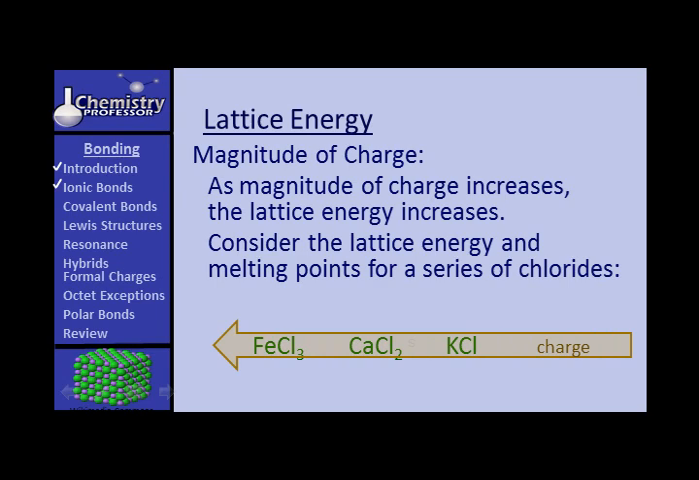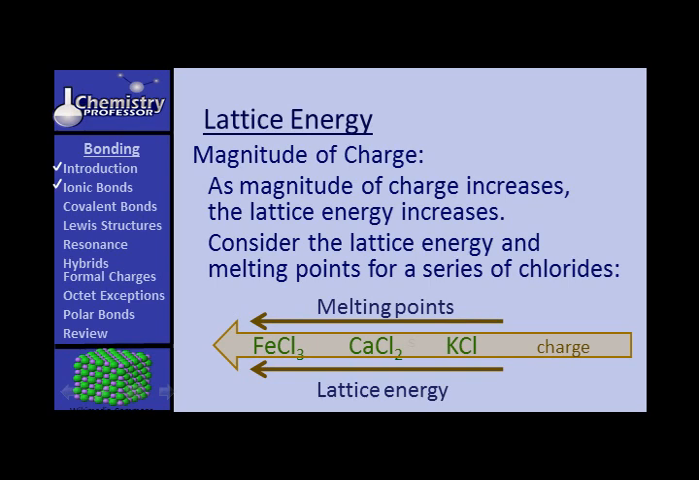So let's look at lattice energy. Lattice energy increases in this direction. The charge is bigger. The force of attraction that is exerted is larger. Melting points? Melting points also increase. So the melting point of ferric chloride is larger than the melting point of calcium chloride, which is larger than the melting point of potassium chloride. Think about it. As lattice energy increases, the melting point is going to increase, and it's logical.